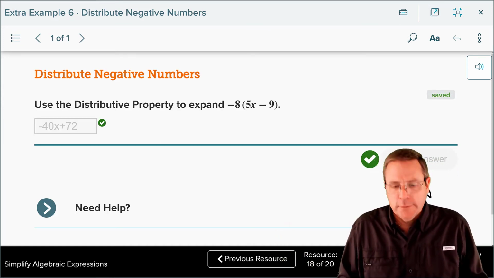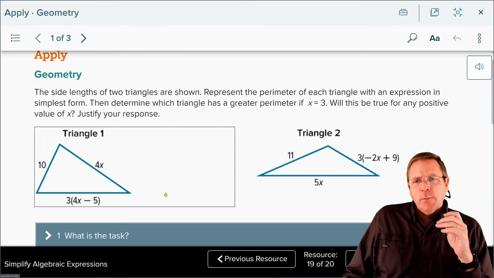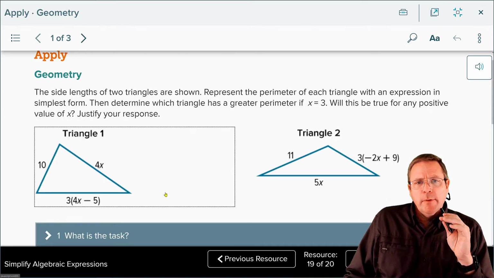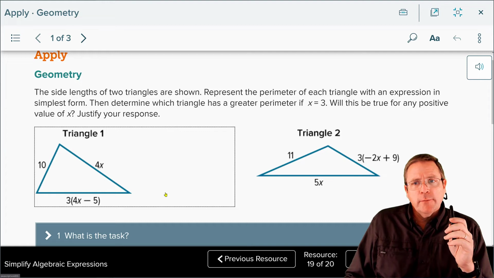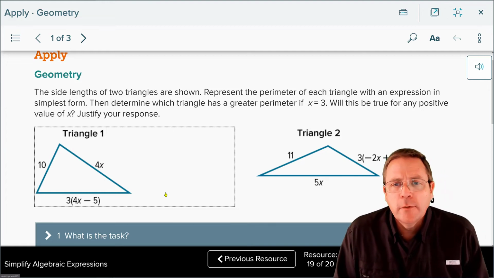The answer checks. The last thing we have to do is the apply problem, and this one's going to be pretty darn tough because there's a lot of work that has to be done in it.